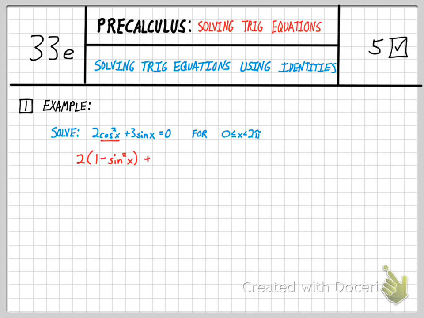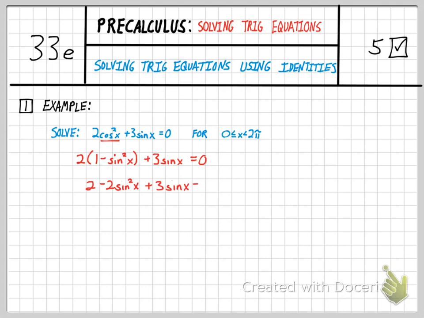minus sine squared. So this looks a little more complicated, but our benefit here is that I now have all of my functions the same function, right? I don't have any mixed functions anymore. It's just all in terms of sine. I'm going to clean this up a little bit. I get 2 minus 2 sine squared x plus 3 sine x.